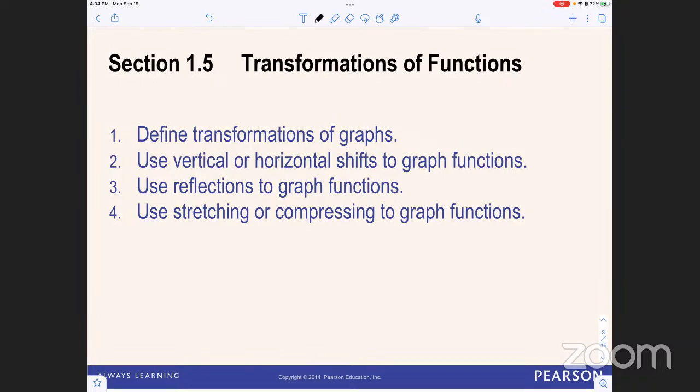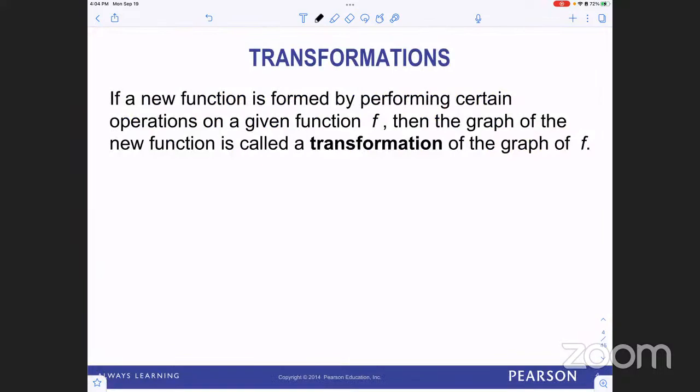So section 1.5, transformations of functions. Some objectives: we'd like to define transformations of graphs, use vertical or horizontal shifts to graph functions, use reflections to graph functions, and use stretching or compressing to graph functions. So transformations: if a new function is formed by performing certain operations on the given function f, then the graph of the new function is called a transformation of the graph of f.